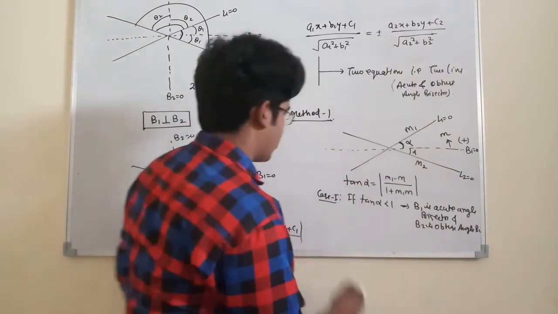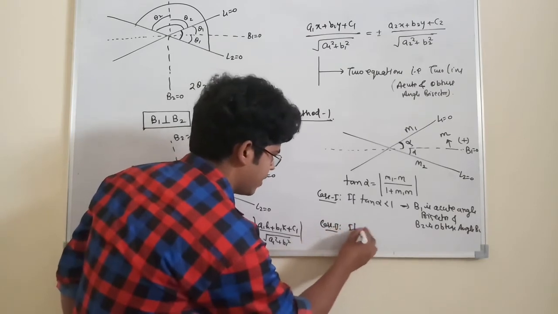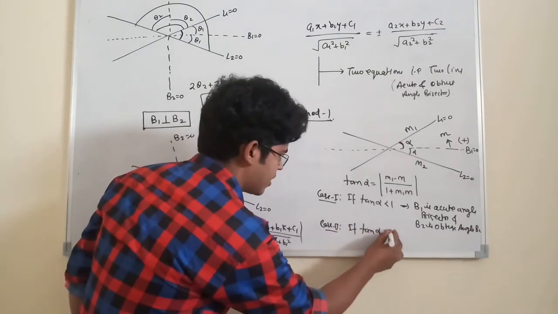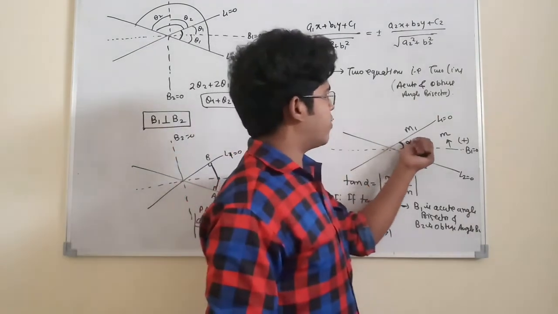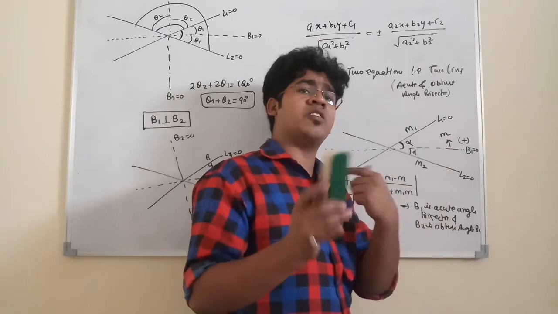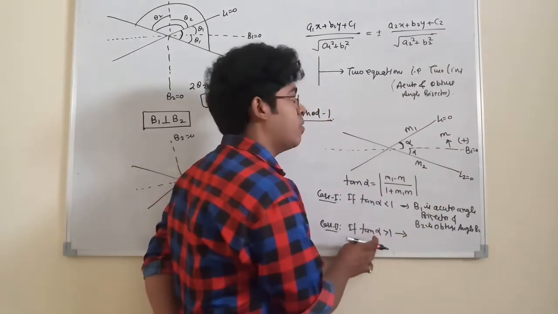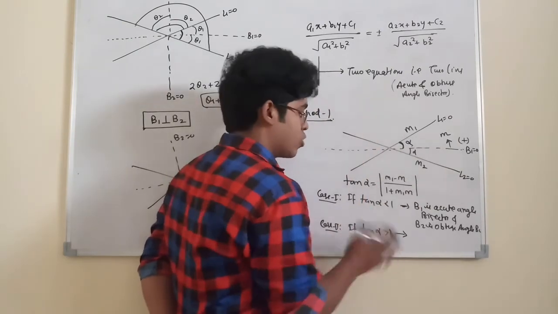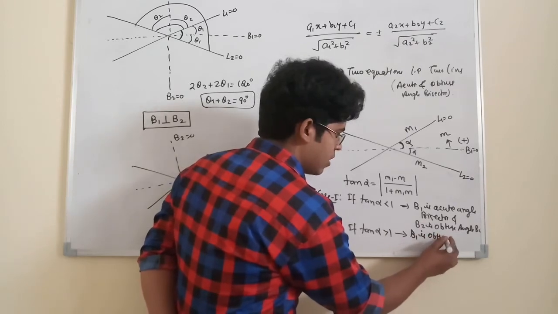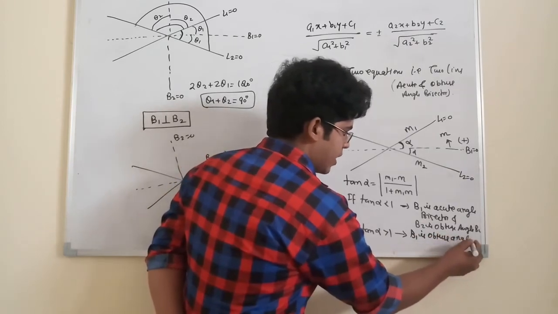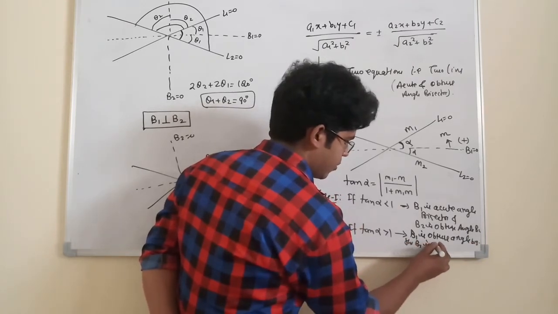Now case 2. If tan alpha is greater than 1, similarly this means 2 alpha is greater than 90 degrees, which means the angle is obtuse. And alpha is the angle between L1 and the line B1. So B1 will be an obtuse angle bisector. And if B1 is the obtuse angle bisector, then B2 is the acute angle bisector.